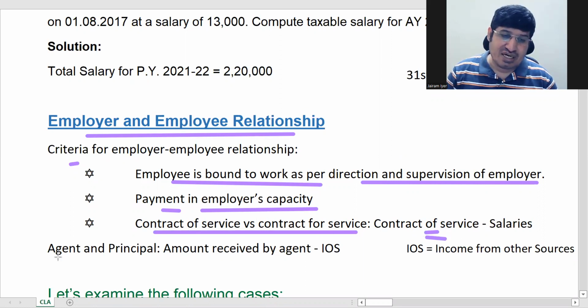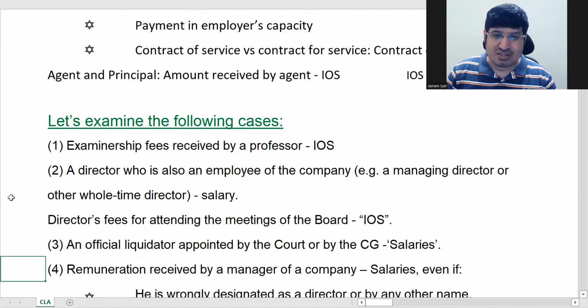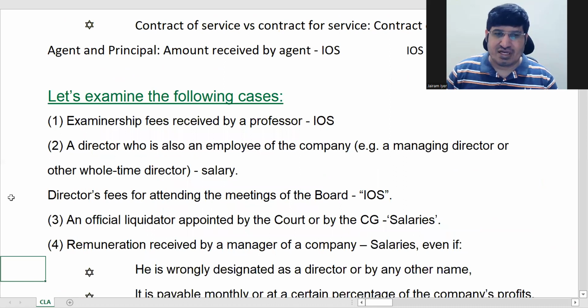याद रखिए एजेंट एंड प्रिंसिपल का आईओएस इनकम फ्रॉम अदर सोर्सेस में जाता है, क्योंकि इनमें एम्प्लॉयर एम्प्लॉय रिलेशनशिप नहीं होता, ठीक है? इसलिए एलआईसी एजेंट वगैरह जो भी मिलता है उनको सैलरी नहीं बोलते हैं, वो इट इज टैक्सेबल अंडर आईओएस, ओके? ठीक है। सो अभी कुछ इंपॉर्टेंट केसेस विल सी, ओके?